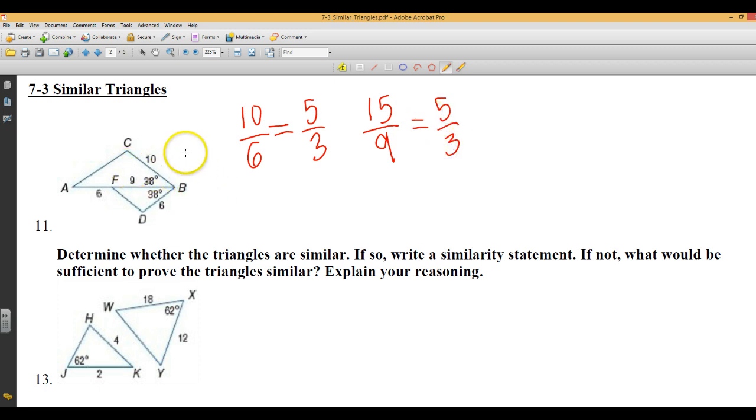So we just need to check if the included angle is congruent. So we have this side and this side, which means that our included angle is where those two sides meet, is 38. And we have this side, and once again, where those two sides meet is 38. So the included angle is congruent, which means that these two triangles are similar, by side angle side. And careful to put those in the same corresponding order. So that would be FDB.